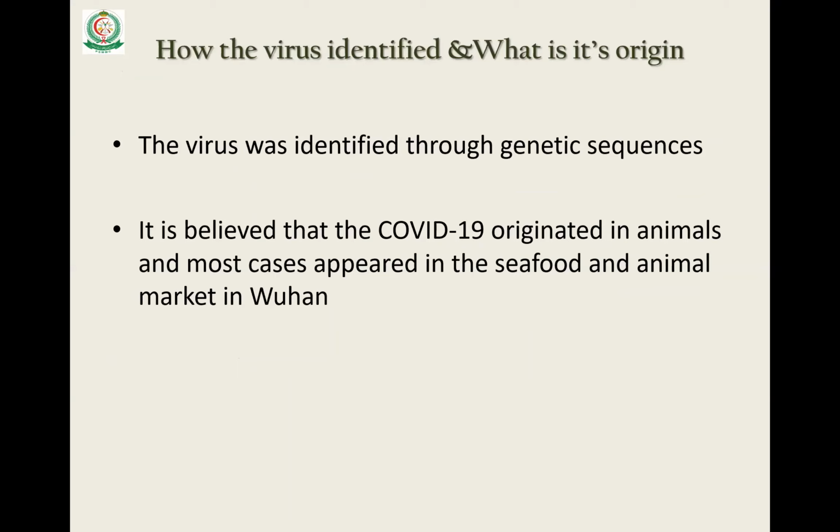How was the virus identified? It was identified through the genetic sequence, and it is believed that it originated in animals, and most cases appeared initially in the seafood and live animals market in Wuhan city. The cases of pneumonia among the people working there or attending that market appeared from that time during November 2019, and it was, as I mentioned, announced on December 31st, 2019.